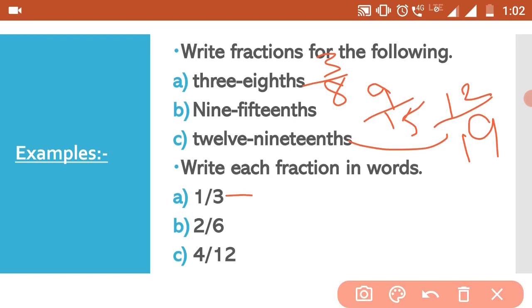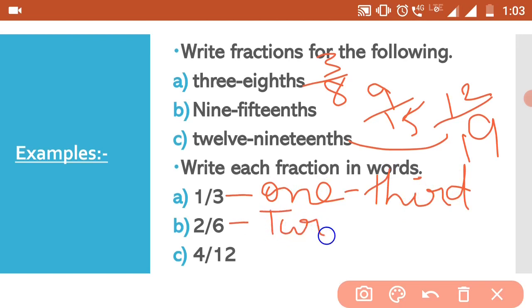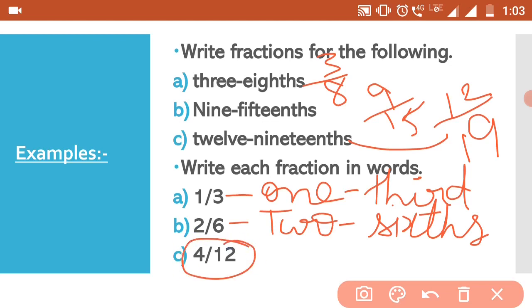So 1/3, which means one third. You can write it as one third. Second, 2 out of 6, two sixths. Right? Similarly, you can write for the last one also. Try yourself.